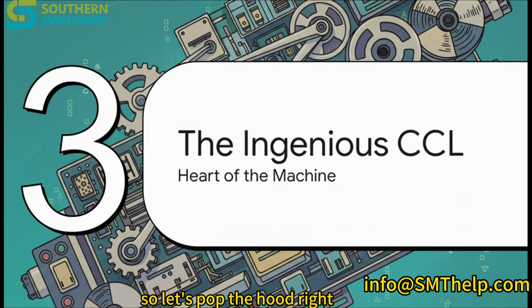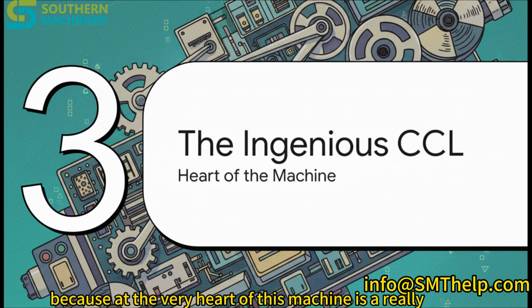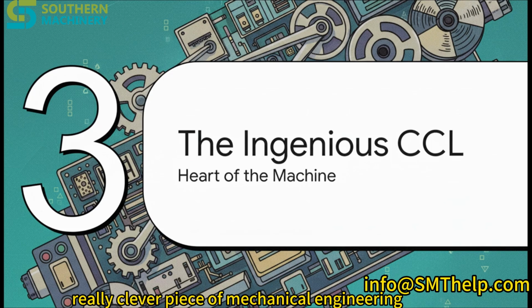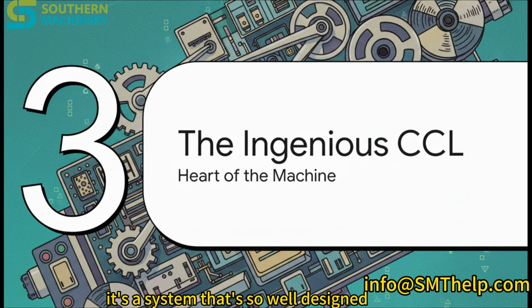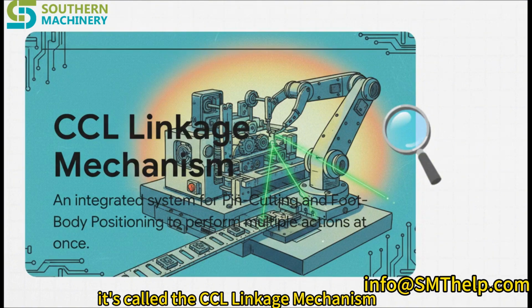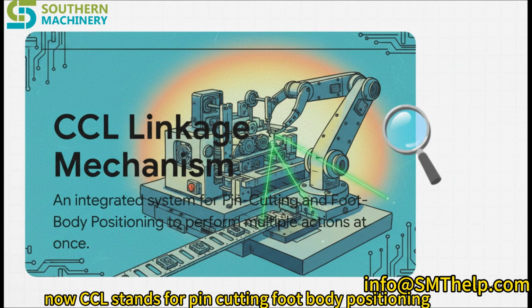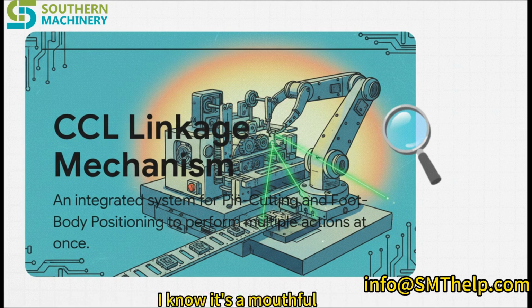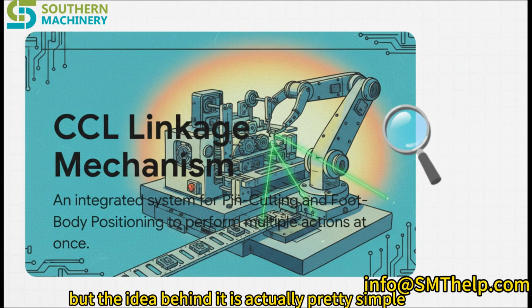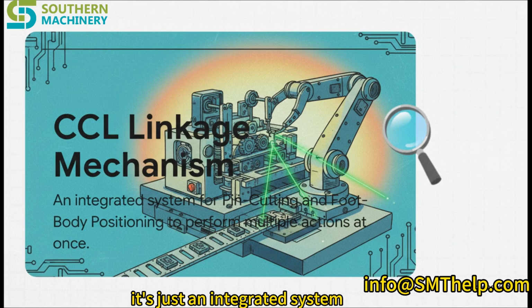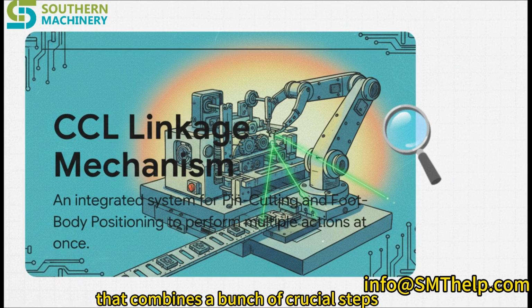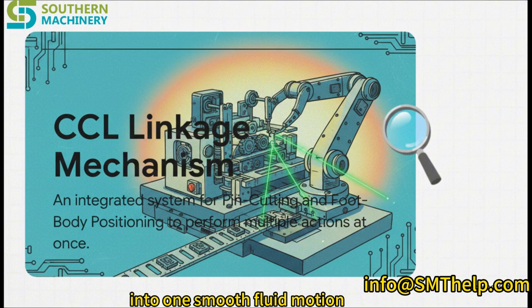So let's pop the hood, right? Because at the very heart of this machine is a really clever piece of mechanical engineering. It's a system that's so well designed, it can do multiple complex things all at the exact same time, with perfect precision every single time. It's called the CCL linkage mechanism. Now, CCL stands for pin cutting, foot body positioning. I know it's a mouthful, but the idea behind it is actually pretty simple. It's just an integrated system that combines a bunch of crucial steps into one smooth, fluid motion.